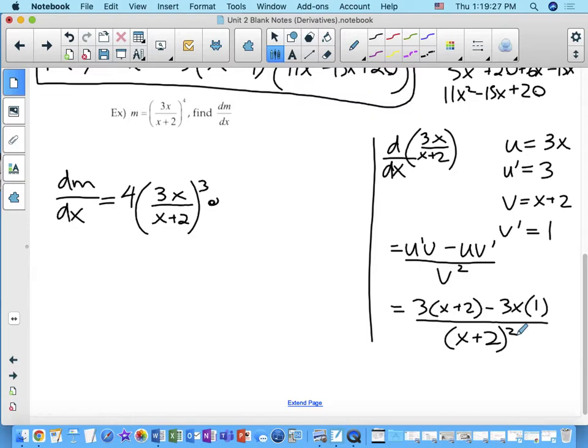And if we simplify that a little, let's see what we get here. So we're going to get 3x plus 6 minus 3x. So 3x minus 3x is 0, so this is just going to be 6 over (x plus 2) squared. Okay, so times 6 over (x plus 2) squared.